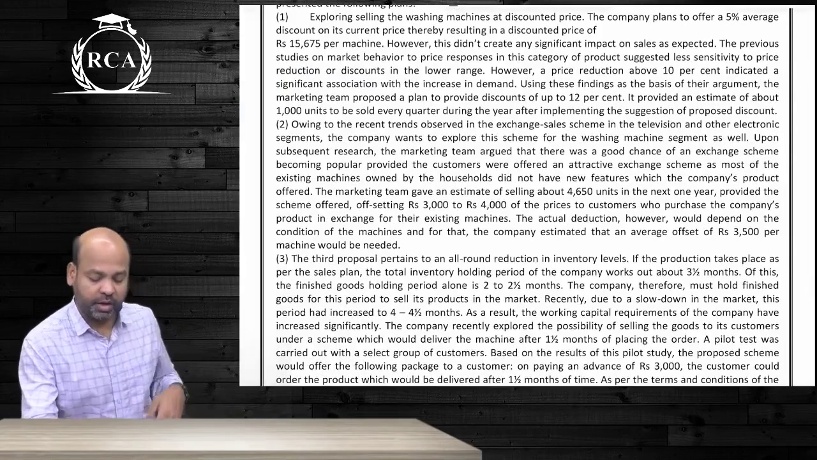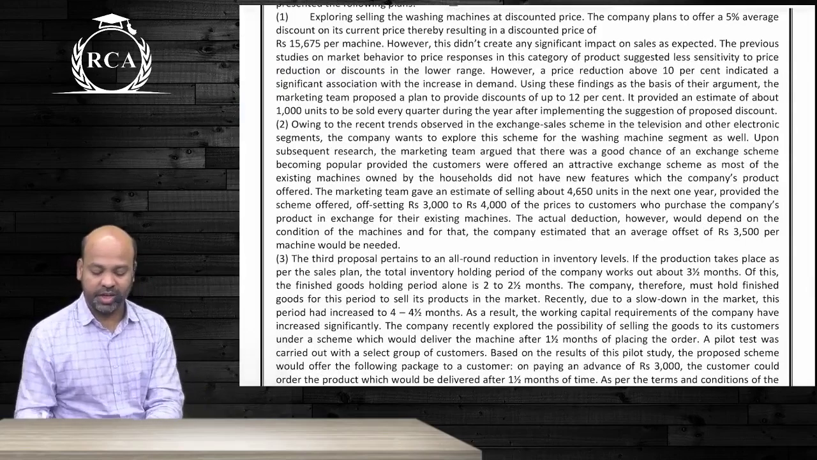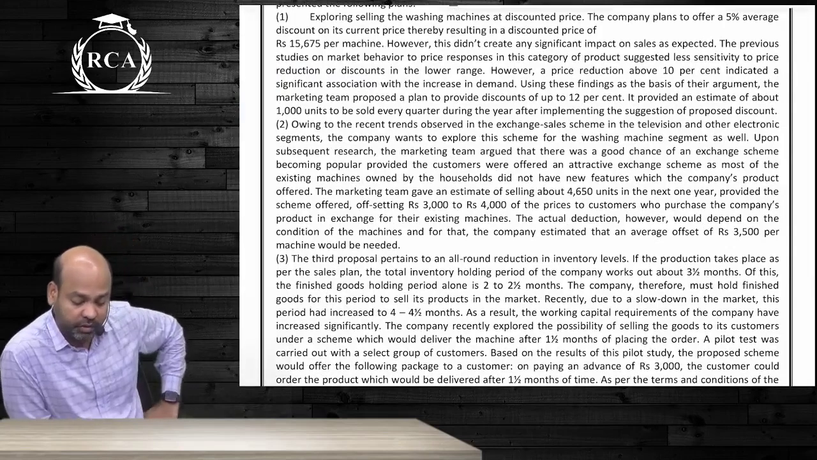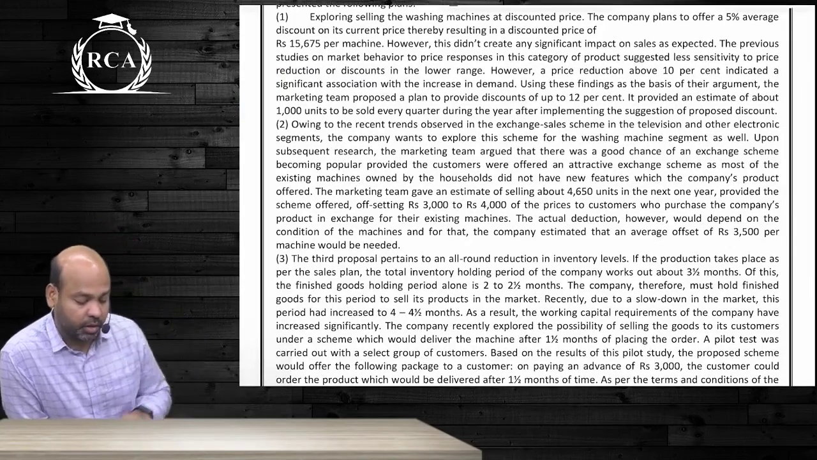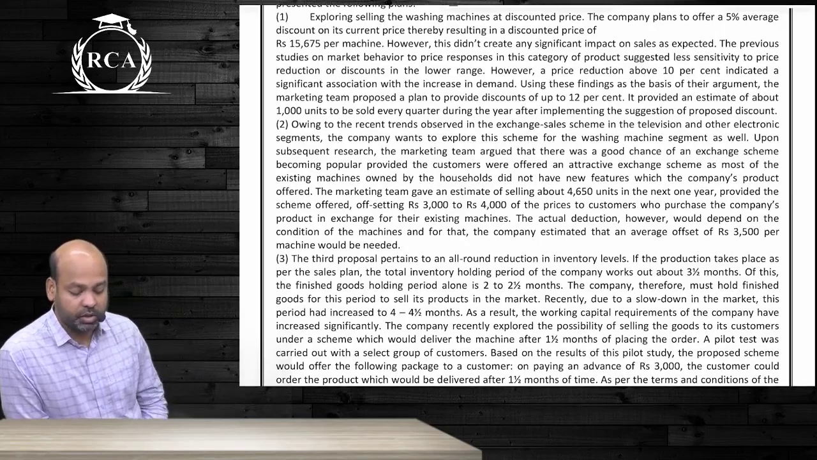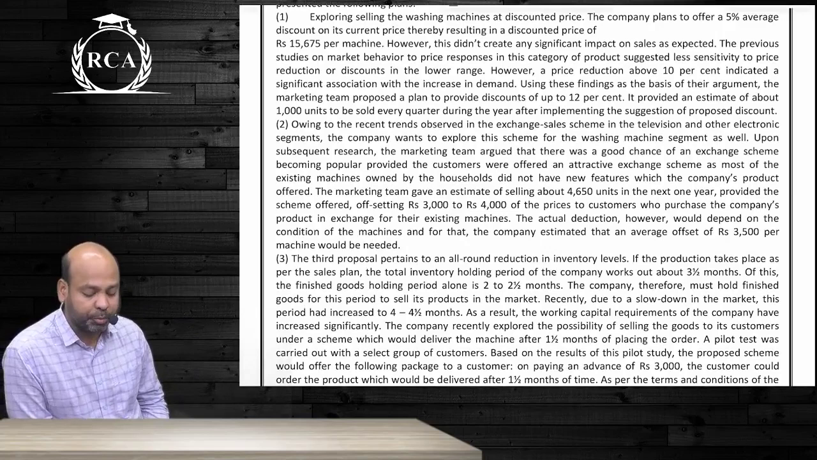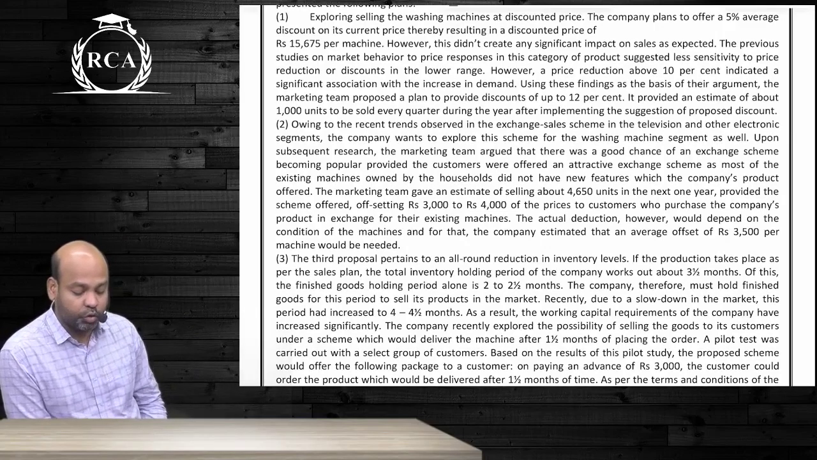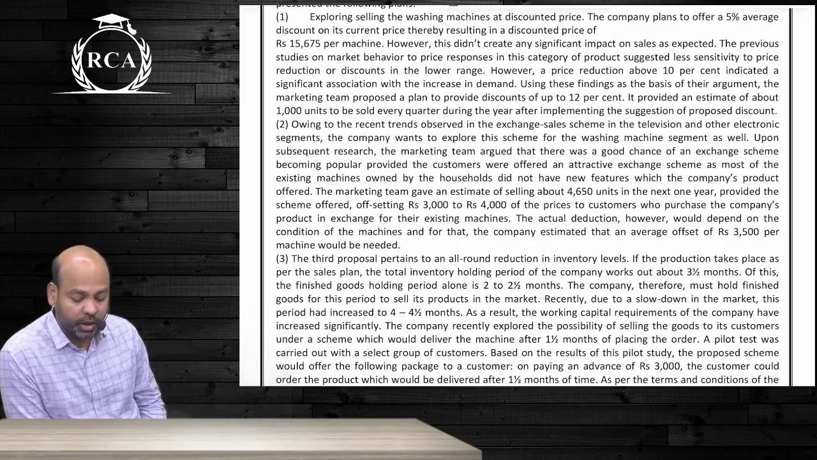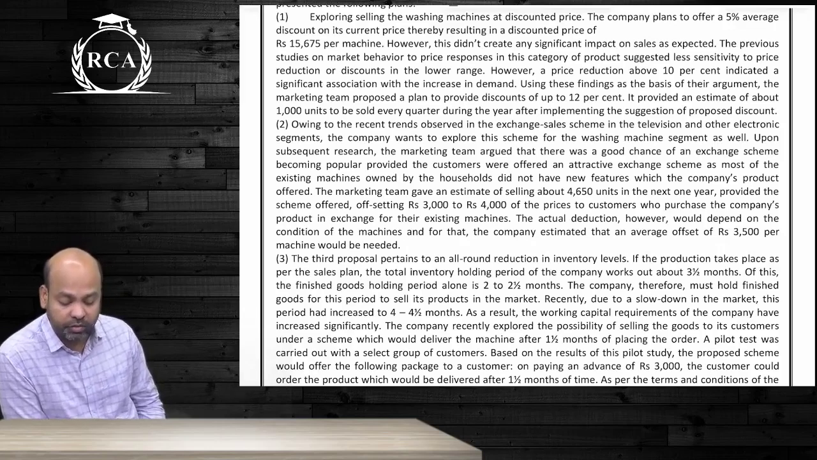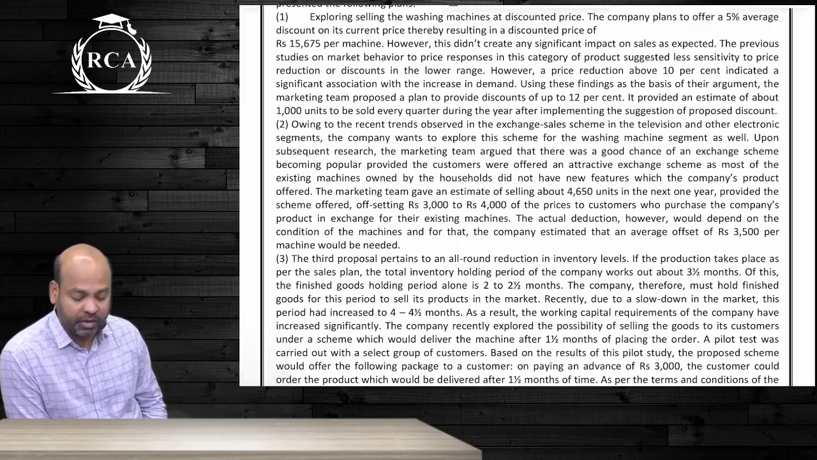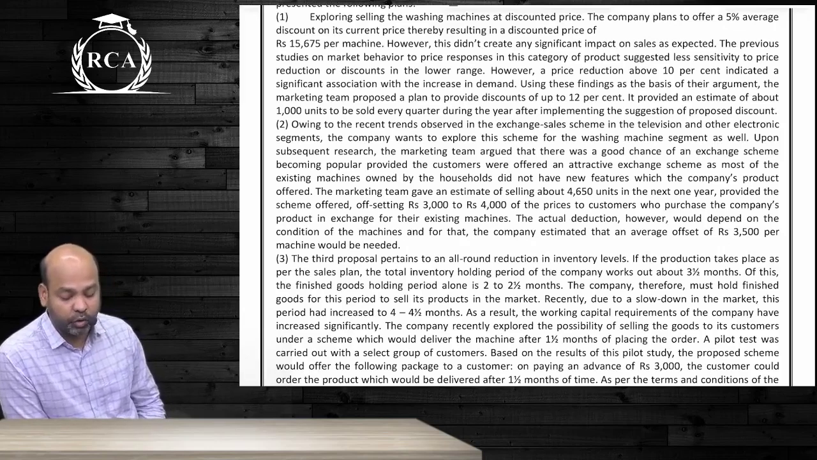Owing to the recent trends observed in the exchange sales scheme in the television and the other electronic segments, the company wants to explore this scheme for the washing machine segment as well. Upon subsequent research, the marketing team argued that there was a good chance of an exchange scheme becoming popular provided the customers were offered an attractive exchange scheme, as most of the existing machines owned by the households did not have new features which the company's product offered. The marketing team gave an estimate of selling about 4,650 units in the next 1 year.